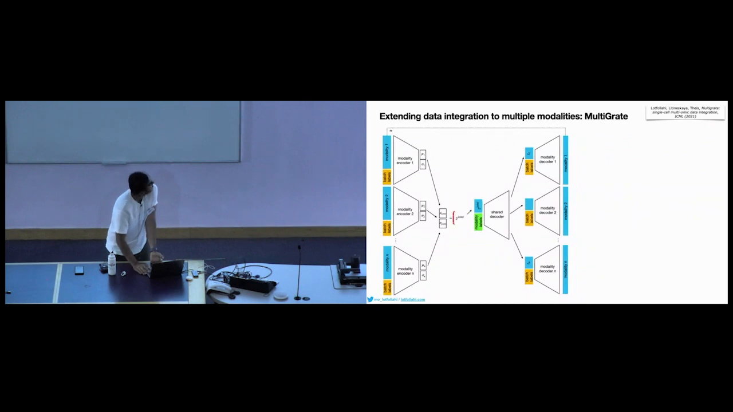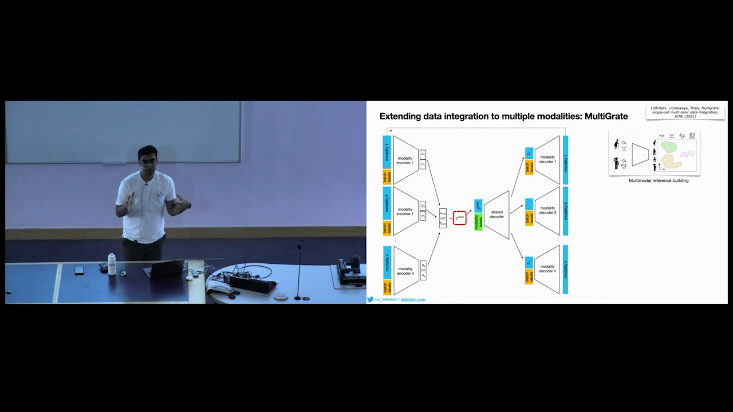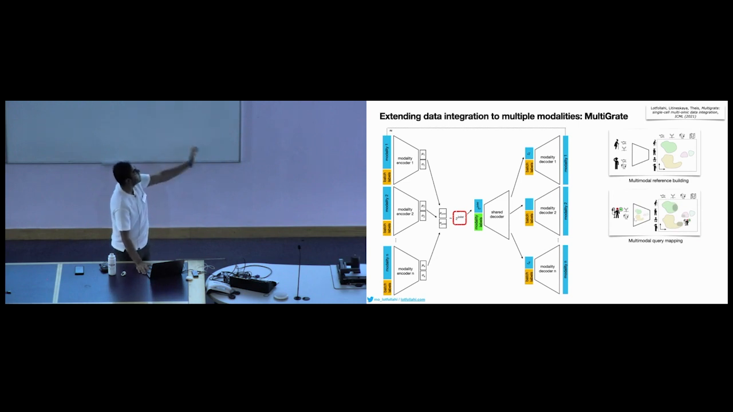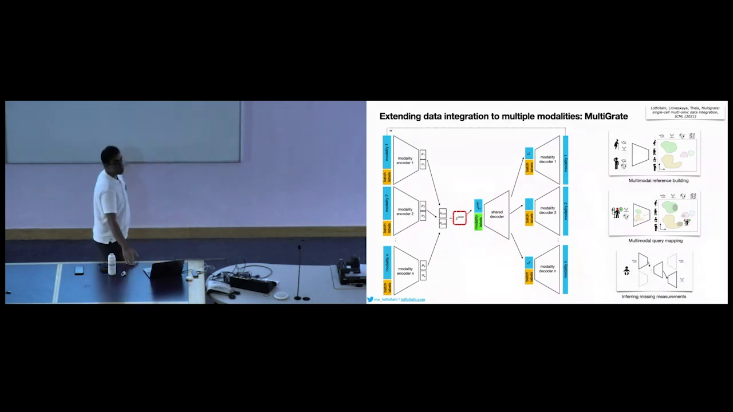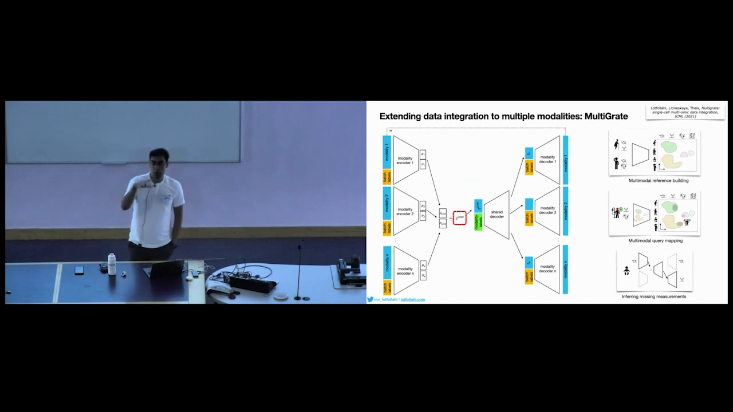What it allows you in the end is to build a multimodal reference. So you can integrate across all of these multiple modalities, and then combine with reference mapping methods, then you can actually do multimodal query mapping, meaning that if you have a data set where you have some missing modalities, you can still map it into the reference. And finally, you can also infer a missing measurement based on a multimodal reference mapping.